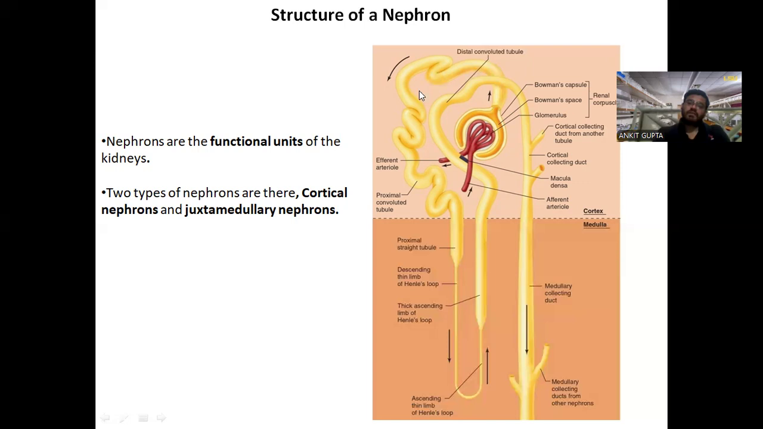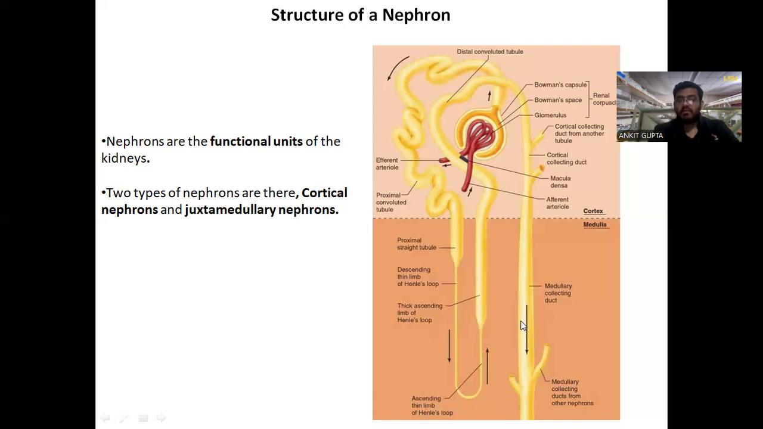And the rest of the part of the nephron is called the renal tubule. The renal tubule has different sections in it. The section which starts just after the Malpighian corpuscle is the PCT, proximal convoluted tubule. Then the loop of Henle is there, the descending limb of loop of Henle, and this is the ascending limb of loop of Henle. Then comes the distal convoluted tubule and collecting duct.